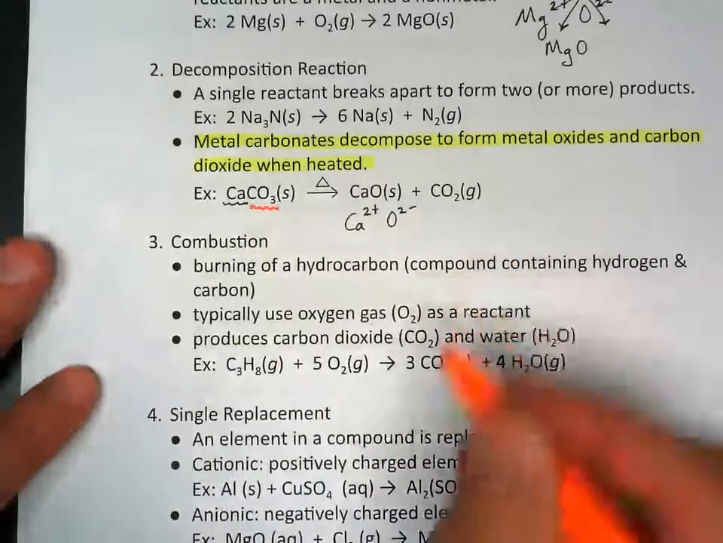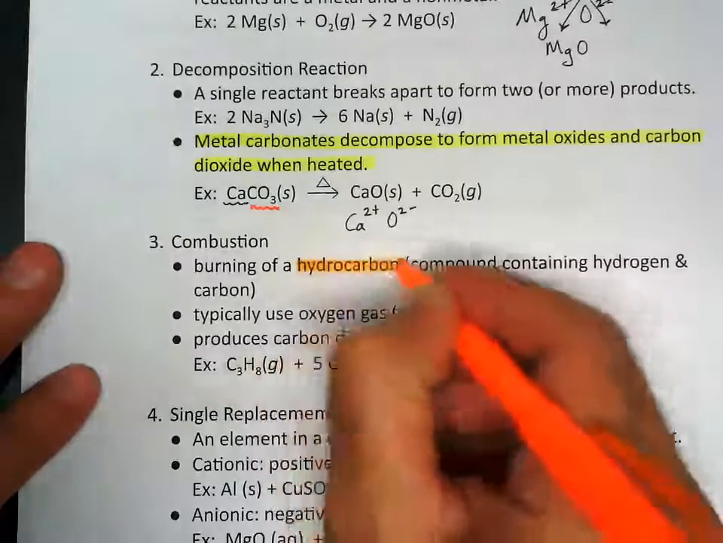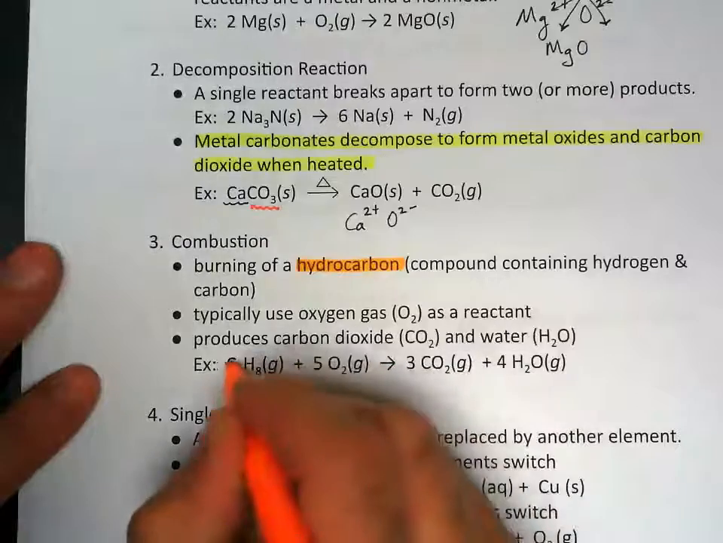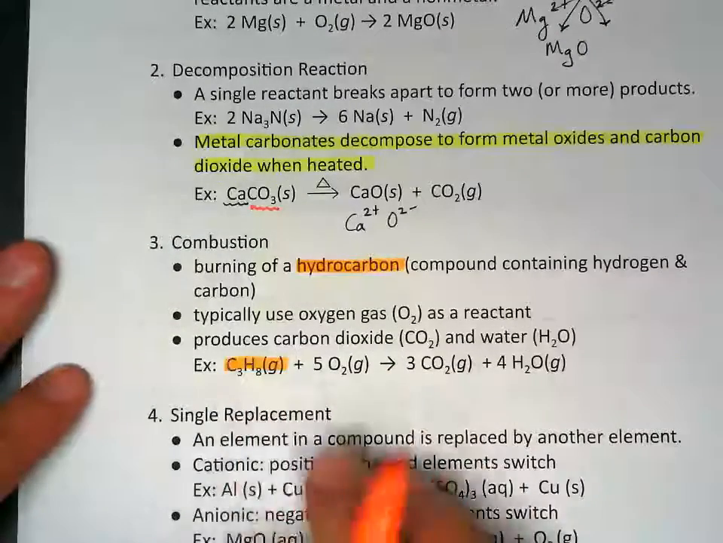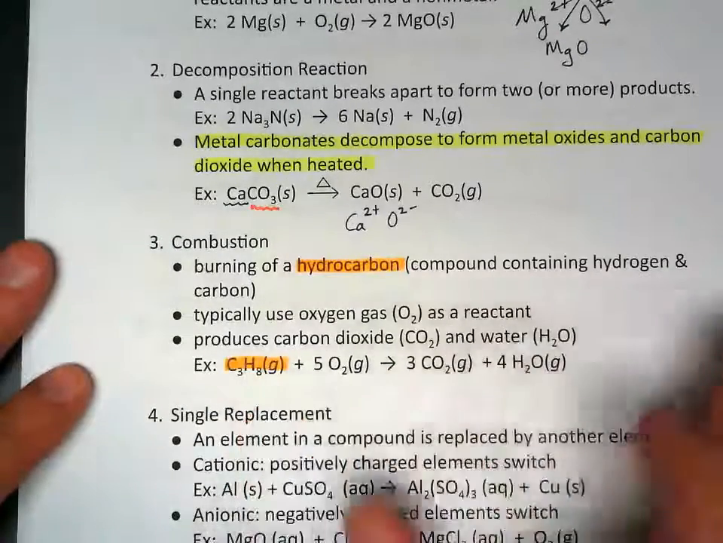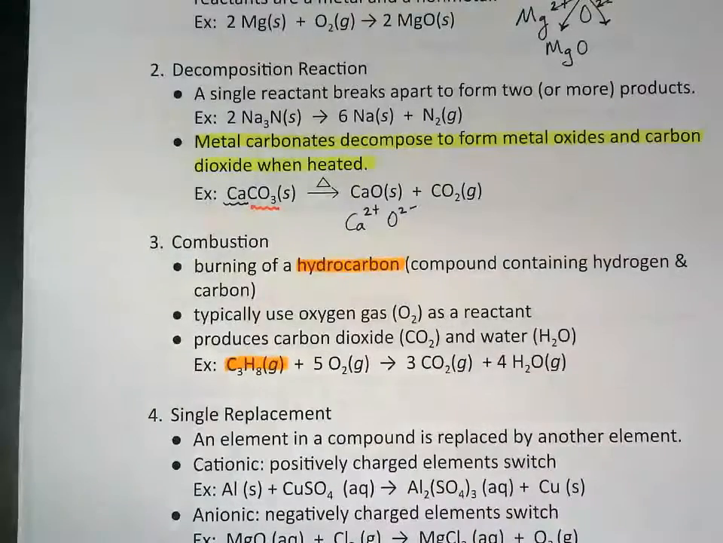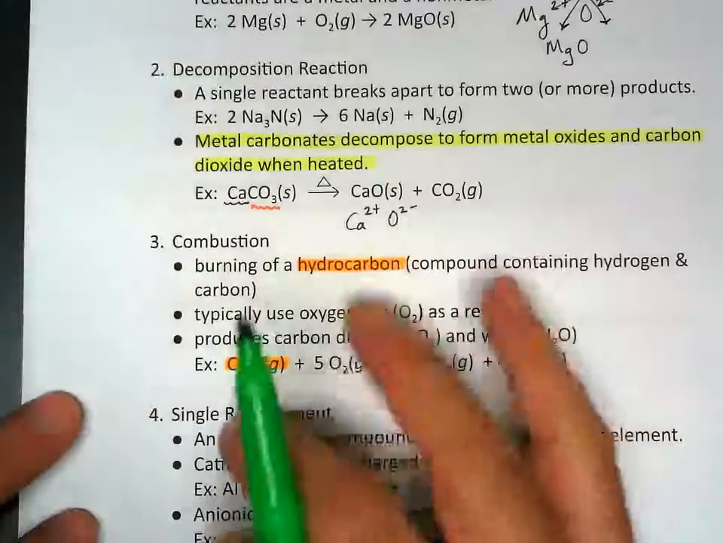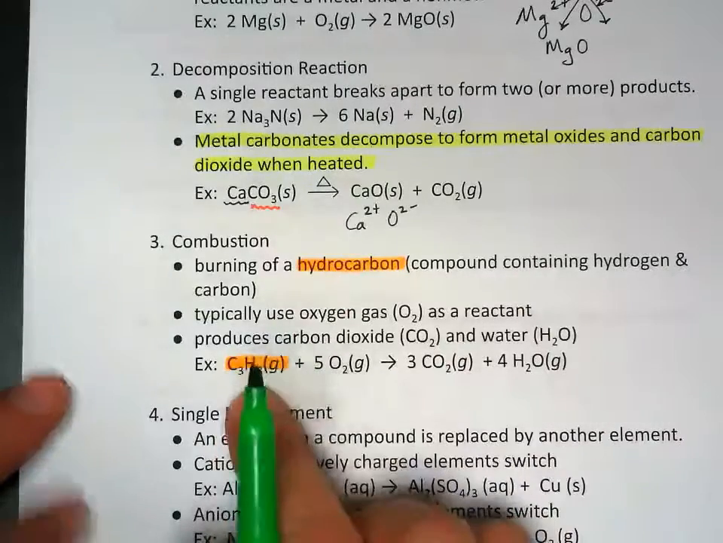Okay, the hydrocarbon, the compound containing hydrogen and carbon, is right here in our example. Now, it can also contain oxygen, but it has to contain hydrogen and carbon in order to be a hydrocarbon. Okay, that is the one thing that changes. It's always a hydrocarbon, but what the hydrocarbon is can change.